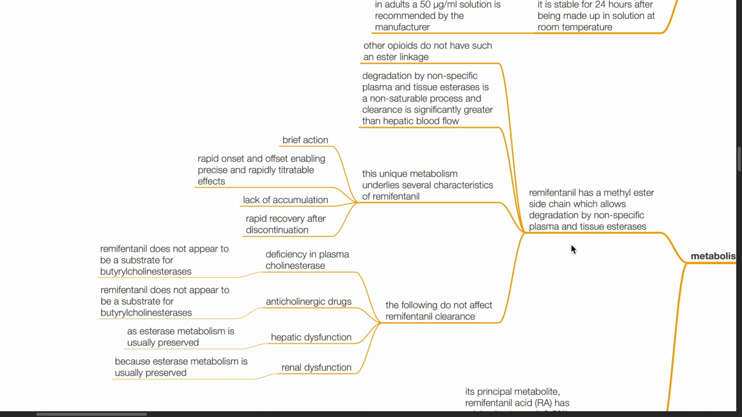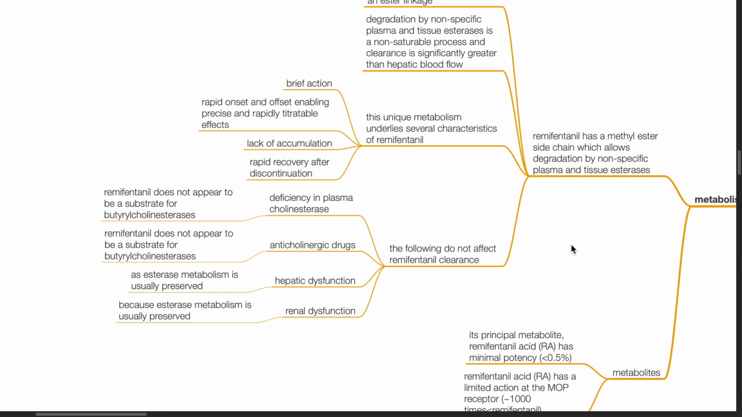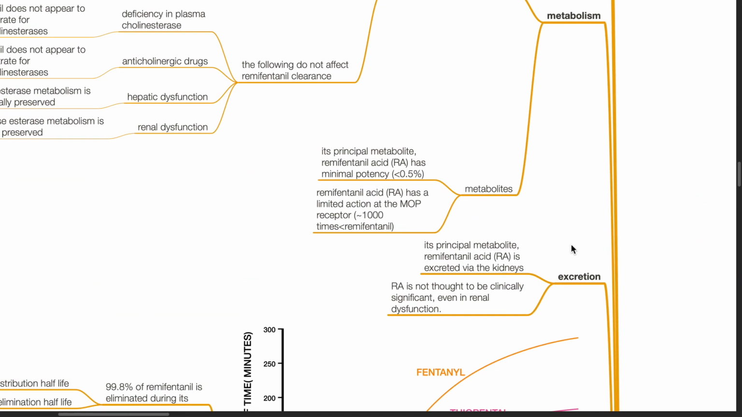The following do not affect remifentanil clearance. Deficiency in plasma cholinesterase and anticholinergic drugs do not affect remifentanil clearance, as remifentanil does not appear to be a substrate for butyrylcholinesterases. Hepatic dysfunction and renal dysfunction do not affect remifentanil clearance as well, as esterase metabolism is usually preserved in these conditions. Metabolites. The principal metabolite of remifentanil is remifentanil acid. It has minimal potency of less than 0.5%.